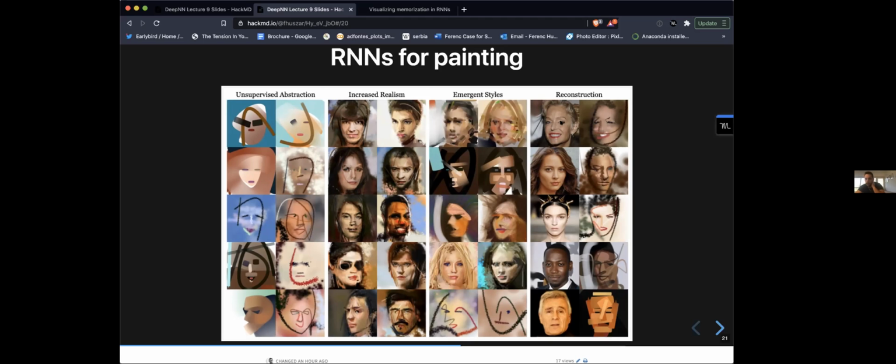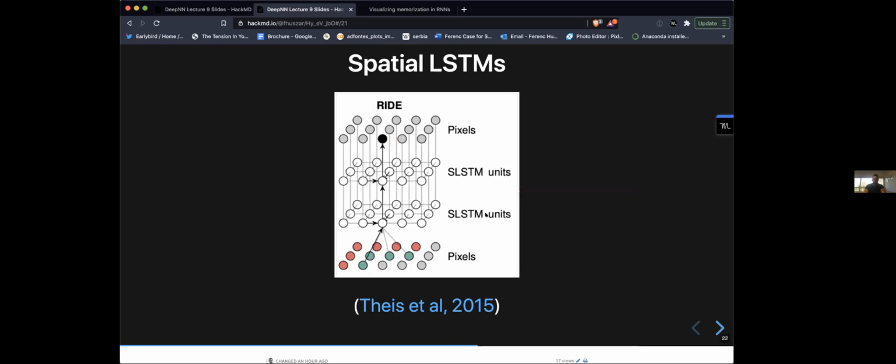And then the final column shows the reconstructions. So you can train this network to reconstruct particular faces. This is how it's trained. And this shows the original photo that it was told to reconstruct and the reconstructions that it came up with. So yeah, that's another cool application of RNNs for images.